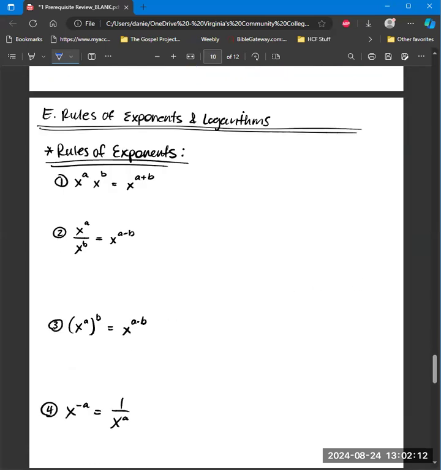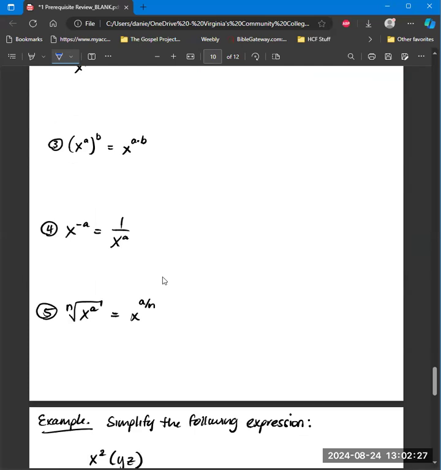All right, rules of exponents and logarithms. Just remember that when you multiply like bases, you add the exponents. When you divide like bases, you subtract the exponents. When you raise a power to a power, you multiply the exponents. You can write negative exponents as positive exponents in the denominator. When you see a negative exponent, bring it across the fraction bar and change sign. When you see roots, you can write inside power divided by index for the root.